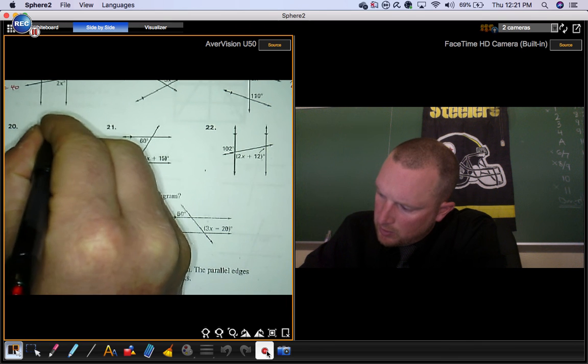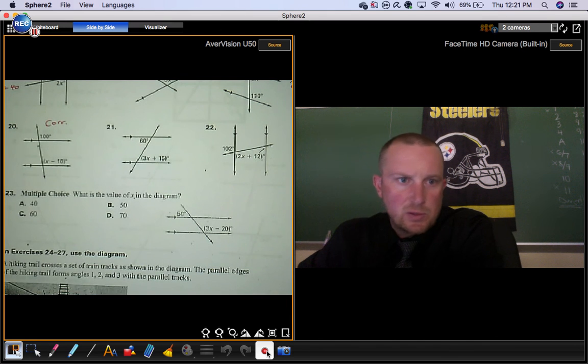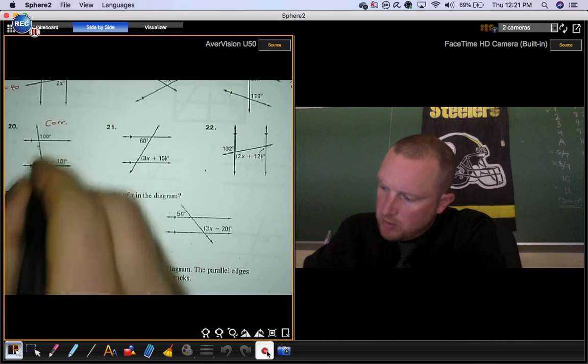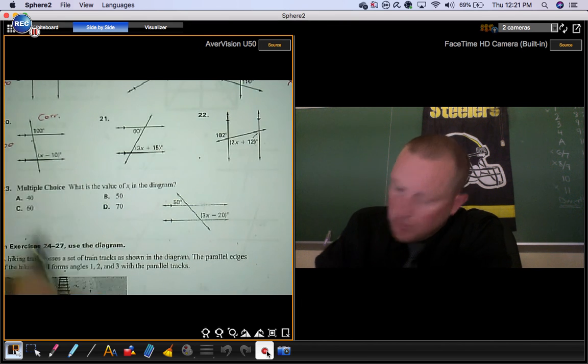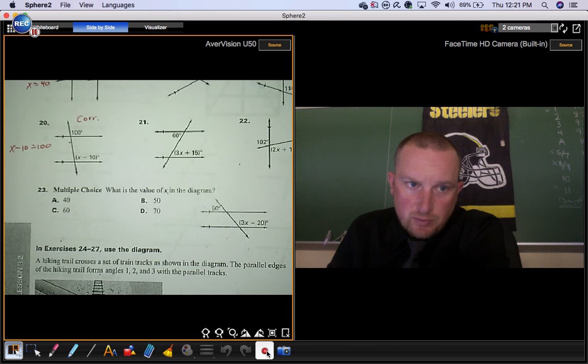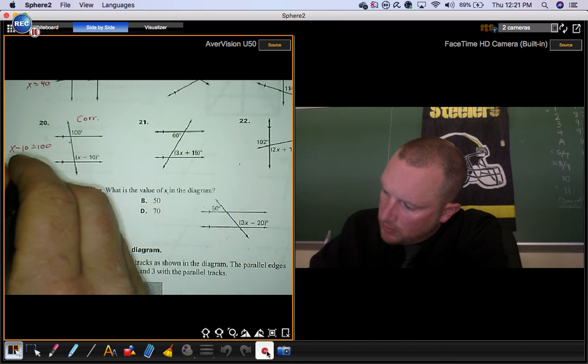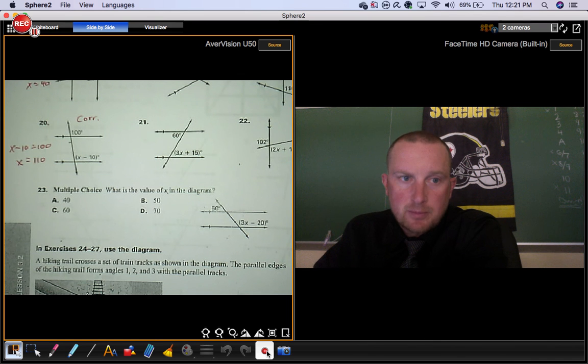And number 20, you have corresponding angles. This angle is 100, so is this one. So x minus 10 equals 100. That means x equals 110.